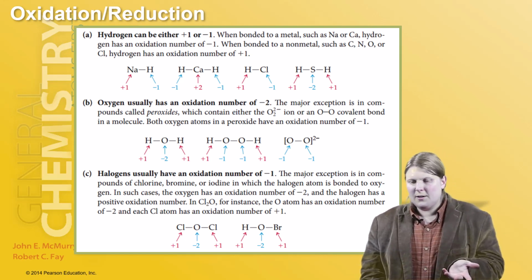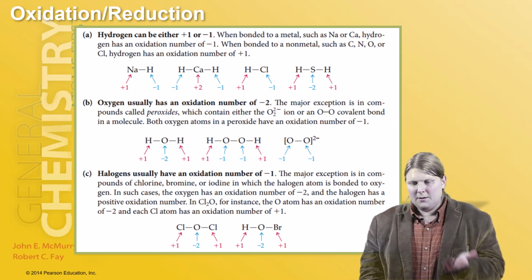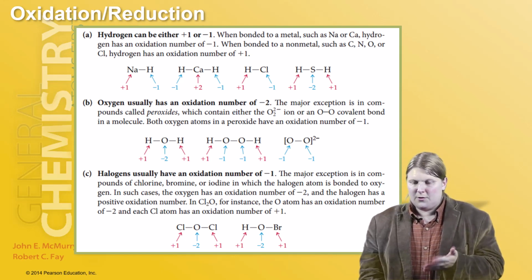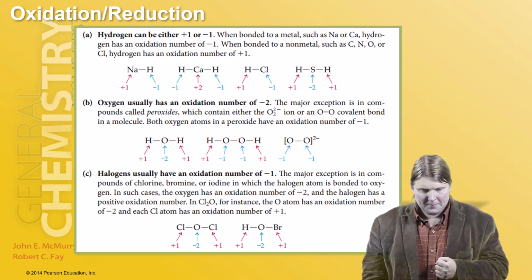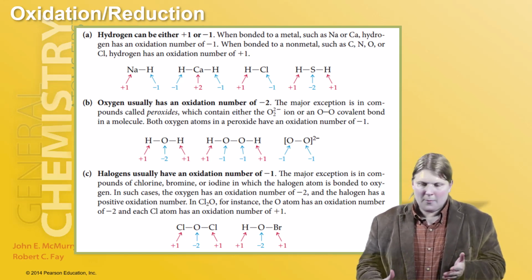Sulfur is an example of an element that can have multiple oxidation numbers, but in hydrogen sulfide here, we can see that it needs to be a -2 to go with the 2 hydrogens, which are typically going to be +1. Oxygen, again, generally is a -2, unless there's some other reason.